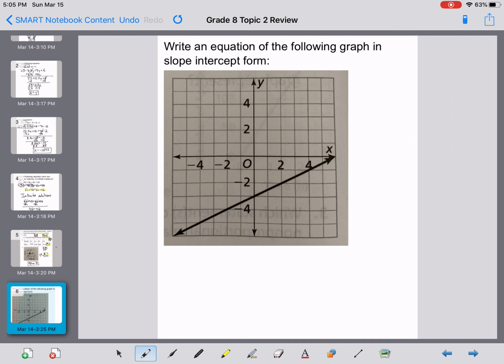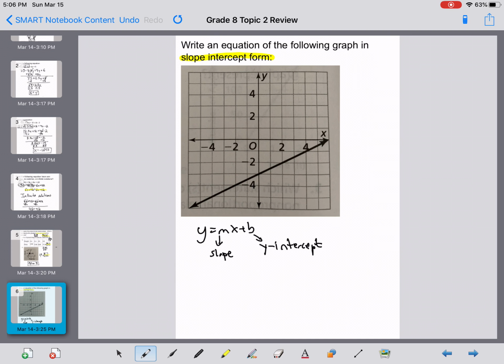And the last question. Write an equation of the following graph in slope-intercept form. Take a second to copy down the problem and a quick sketch of the graph. Slope-intercept form is always going to be the same thing. y equals mx plus b. The m is the slope and the b is the y-intercept. In a graph, the easiest one to find is the y-intercept.